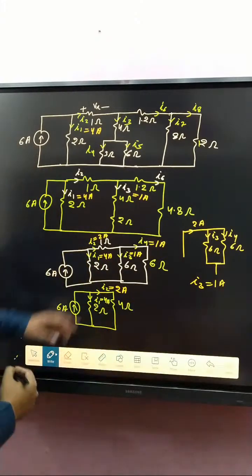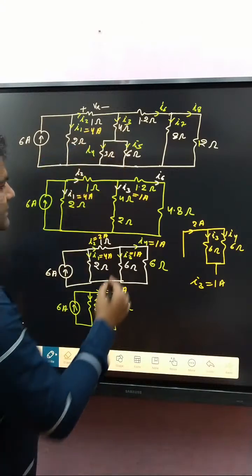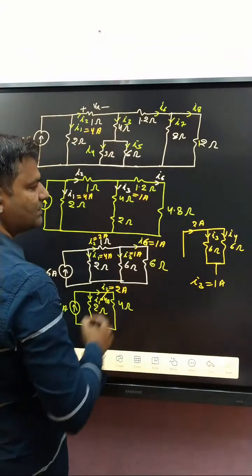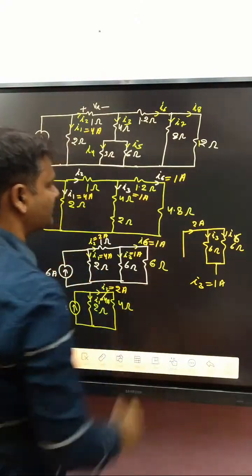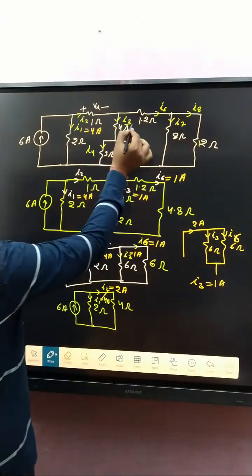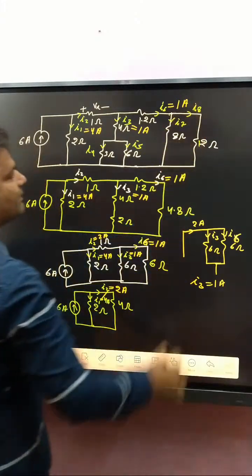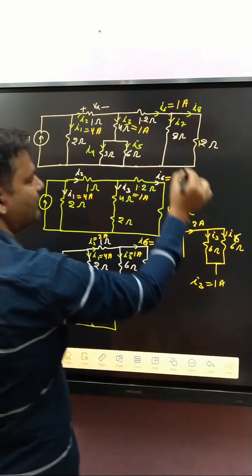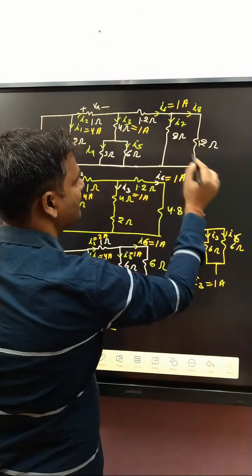Oh, sorry. Here I3 and here I6. So that one is I6. So I6 is 1 ampere. Clear or not? Okay. So I3 is how much? 1 ampere, and I6 how much? 1 ampere. After that, if you determine I7, you can apply the current division rule.